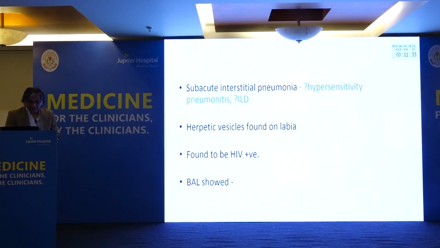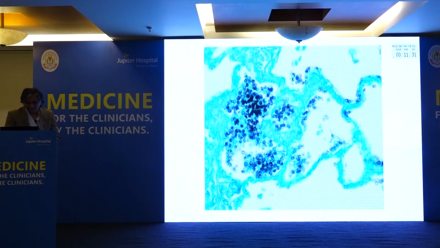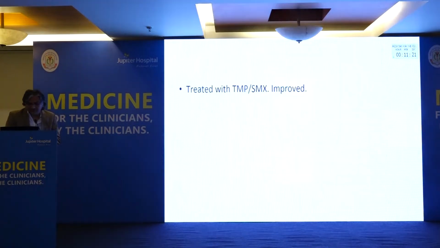So the BAL showed this kind of thing. This is not the actual image, this is just a representative image. I couldn't get it from the pathology. So these are cysts in this stain that we are seeing, right? So this person had a PCP, she was treated with the TMP-SMX and she improved.